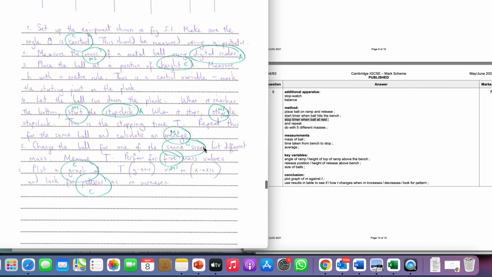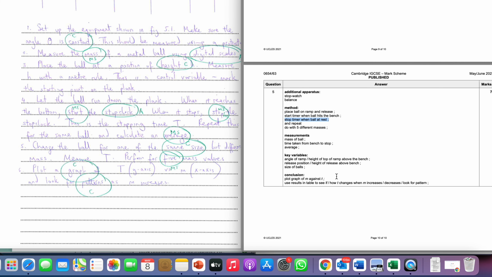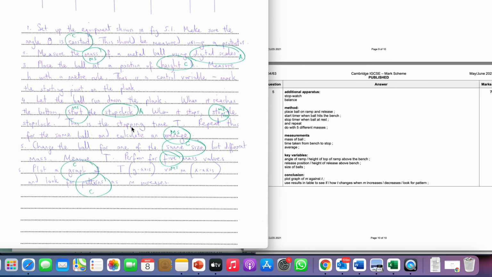We're going to change the ball for one of the same size but different mass, and we're going to measure T, and we're going to do this for 5 more mass values. We're going to plot a graph of T on the y-axis and M on the x-axis and look for patterns. So I think I've got pretty much all the points here. You notice how quickly we can get those points down there. There's a very high value answer here.